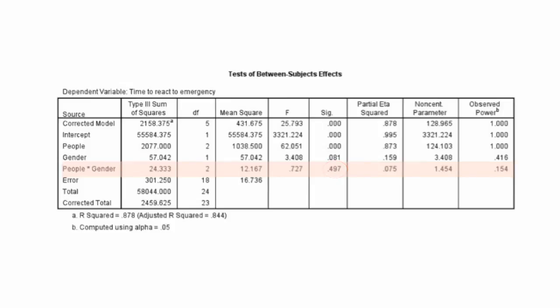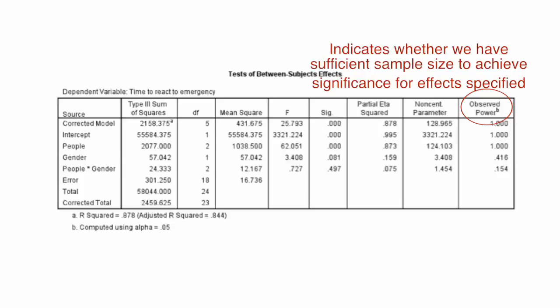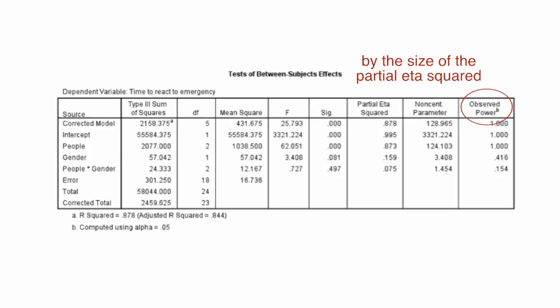Now you've got the partial eta squared that's also sitting there, and that's a measure of effect size, and this is similar to the R squared in correlation. And the observed power is the sensitivity of the test. And this is the probability of finding a significant difference if they exist. It indicates whether we have sufficient sample size to achieve significance for the effects specified by the size of the partial eta squared. Now, power should be at least 0.8.